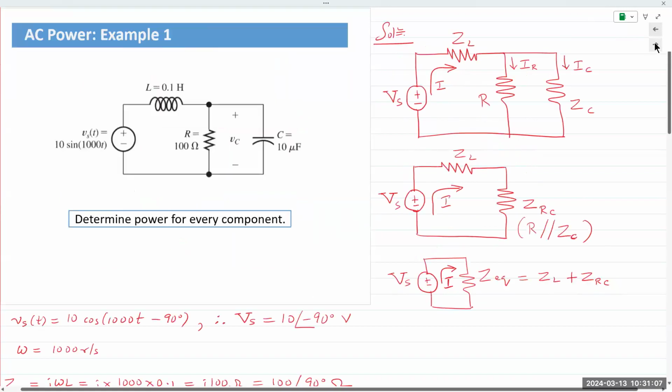All right, let's take a look at example 1. We are given an RLC circuit, resistor, inductor, capacitor, and we are asked to find power for every component. So this is a 2-for-1 problem. I will take it from the very top, and we'll do an analysis to determine the voltage and current for every component, and then we'll find the power for every component.